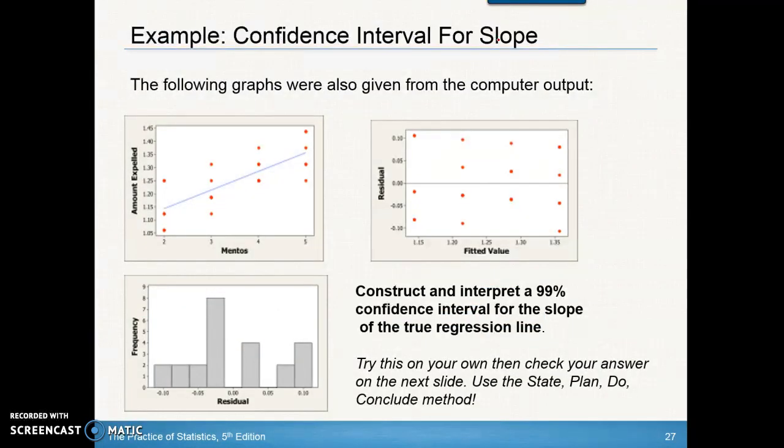Now, let's take a look at the graphs that were given from the computer output. So here, the directions say construct and interpret a 99% confidence interval for the slope of the true regression line. Now notice they gave you your regression output, they gave you the residual plot, and they gave you a graph of the residuals. So here, actually in this case, it does not say that your conditions for inference have been met, so you're going to have to do those conditions for inference. Go ahead, try this on your own, and then check your answer on the next slide. Make sure you use your state, plan, do, conclude that we did in all of our other previous confidence interval questions.